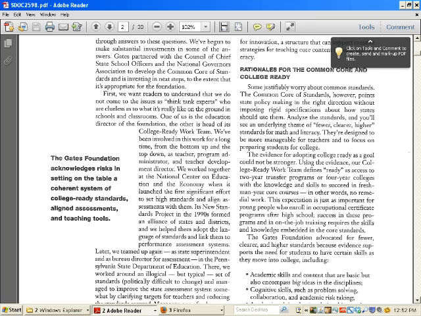This expectation is just as important for young people who enroll in occupational certificate programs after high school. Success in these programs and in on-the-job training requires the skills and knowledge embedded in the core standards. So they're trying to extend the umbrella with that statement, saying that Common Core will not only get people ready for college, but if students choose to do other vocational track jobs and life skill programs, then that would also help them as well.